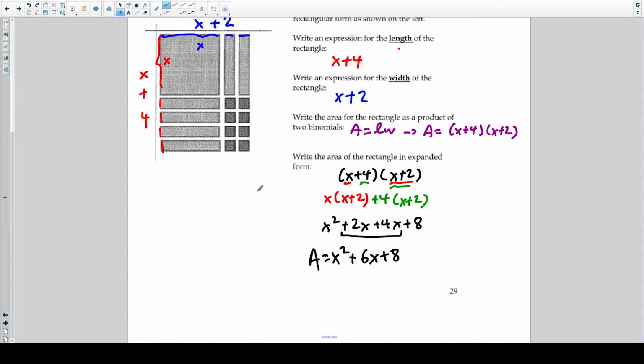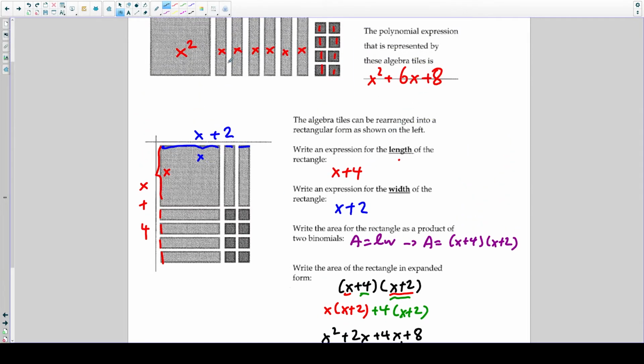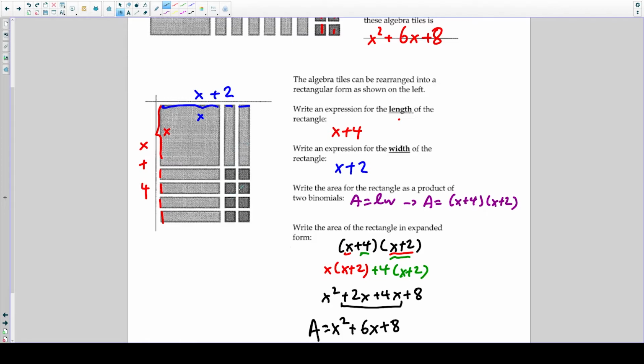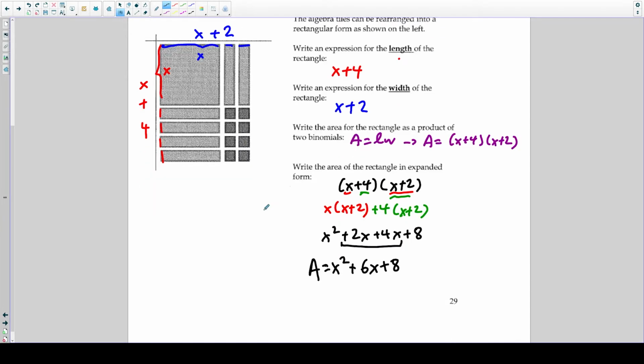We notice that this area is really the same thing as what we started off with, x squared plus 6x plus 8. And we know that's the same thing that we put into a rectangular form here. So all this does is help us see that anytime we multiply two binomials together, we actually end up with a rectangle. That's essentially what we're looking for when we multiply two binomials together, again because of that relationship to the area formula of A is equal to L times W.